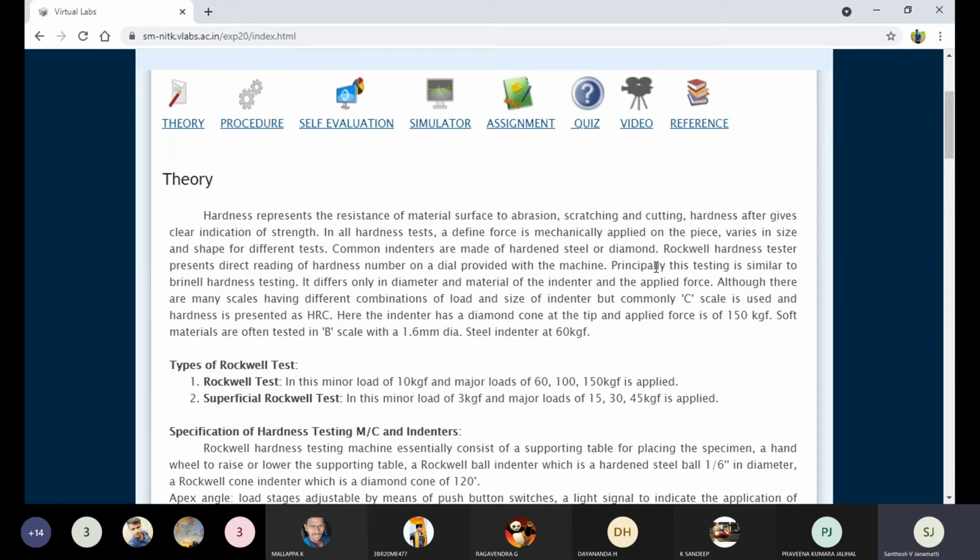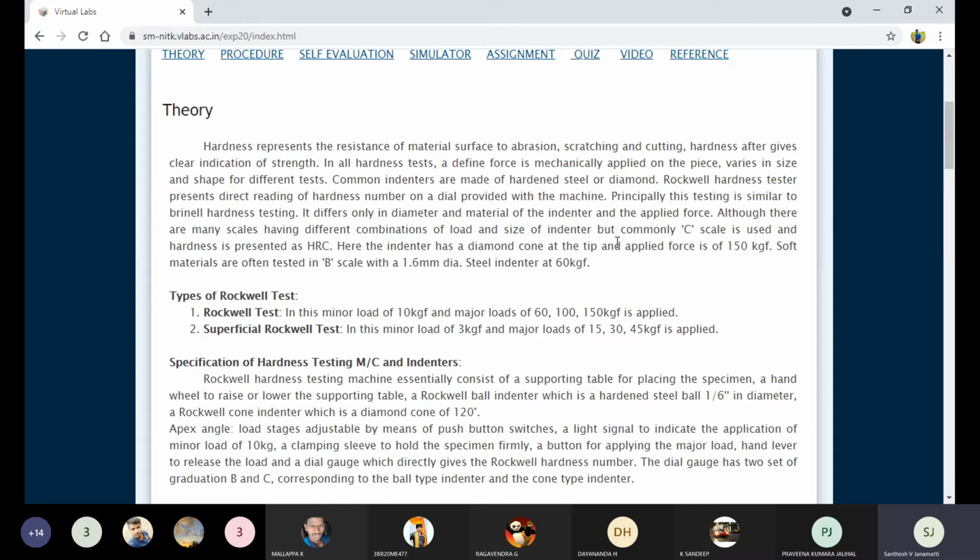So there is a procedure here. This is the theory. Something is written here, the different scales, A and B scales, and the 1 kg force, 150 kg, we are able to see. Later we will discuss all these things. This will again be covered in our procedure, so no need to discuss these theoretical things now.